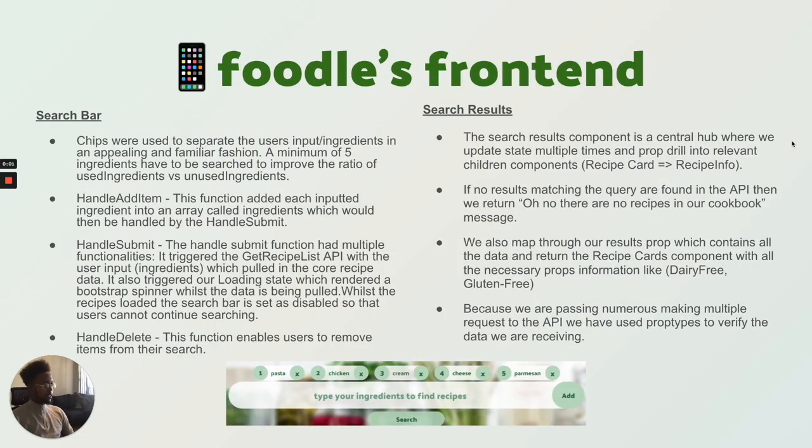So I want to talk about the search results component, which comes directly after the search bar component and after a user has made a search. So we see this is a central hub where we update state multiple times and pass in props to the relevant children components like the recipe card and the recipe info.